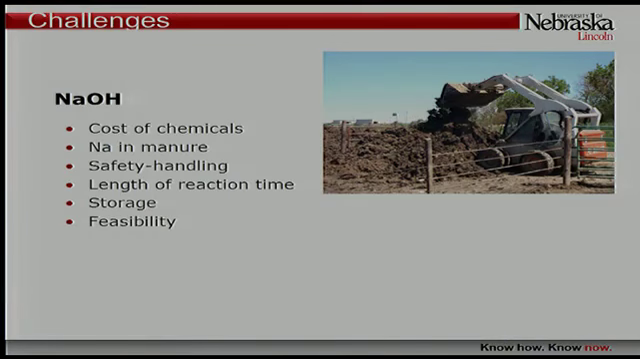But some of the challenges with sodium hydroxide, and why people are talking about calcium oxide or calcium hydroxide, is that the cost of the chemicals is going to be great. You can have an increase in the amount of sodium that's in the manure, and that could pose some challenges if you're not spreading it over enough fields. And one of the main reasons might be the safety and the handling of having that strong base sitting around a feed yard in a production setting. Length of reaction time can be a challenge, storage, and overall feasibility in some larger operations.